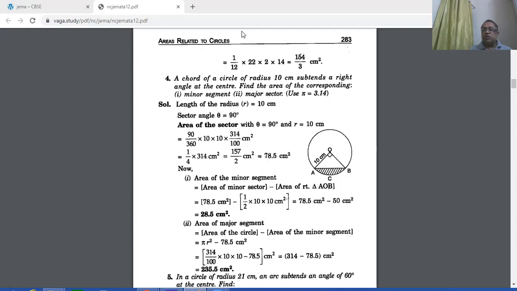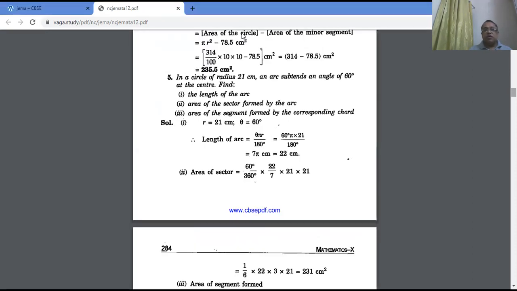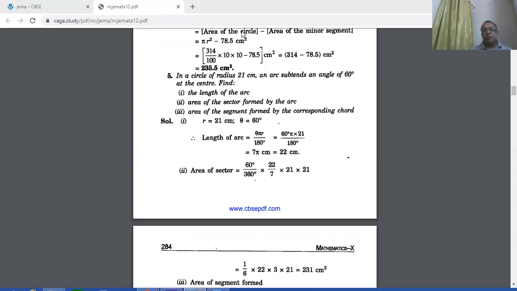Now we move on to question number 5. In a circle of radius 21, an arc subtends 60 degrees. Find the length of the arc. Now length of arc formula is pi r theta by 180. You can note this formula. So pi value will be taken as 22 by 7. Radius is given to us as 21, right? And theta is given as 60.